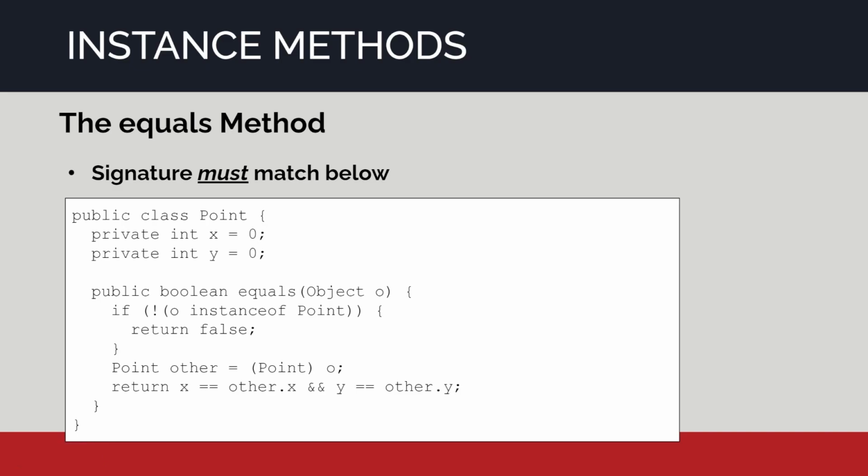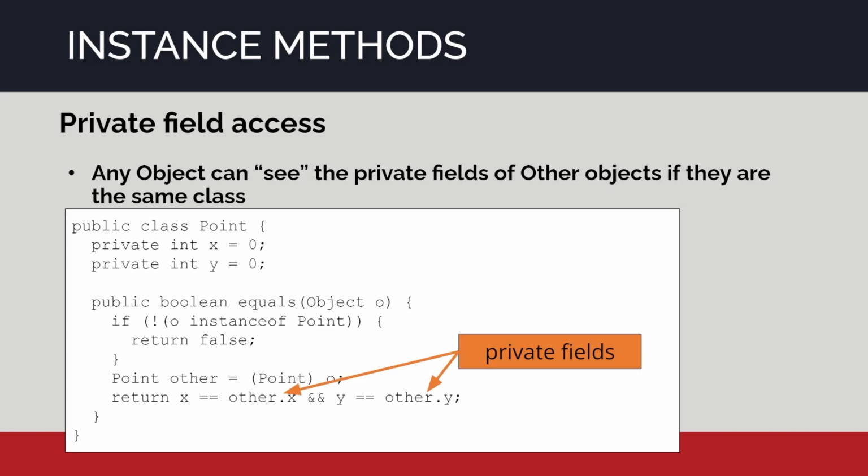Let's just break it down. You can see here, skipping over this first part, I'm actually looking at the other point's x and y values. And if you remember, I made x and y private, and I said earlier that you cannot see the private fields of an object, unless you're inside that object. Well, I'm inside my own object, but I'm not inside this other object that's being passed in. So how can I see x and y? That is because in Java there's a special exception. If the two objects are the same class, then you can see the private fields of the other object. That's the only exception to that private rule.